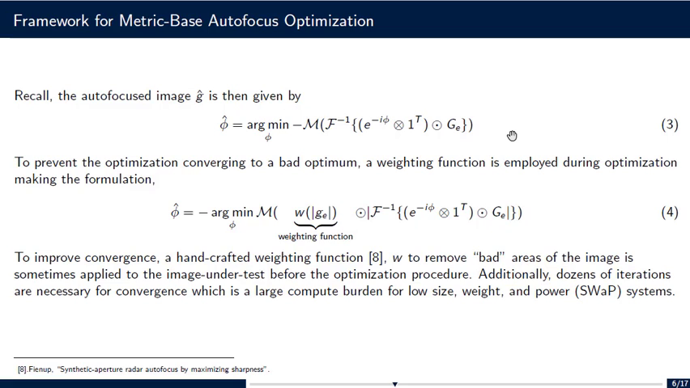In an attempt to fix this problem, often a weighting function, which we denote as W, is applied to the autofocused output before the metric is computed, with the idea that this weighting function gets rid of bad areas of the image, such as those areas with low contrast. Overall, the metric-based methods suffer from two practical problems when deployed on real systems. One, they may have convergence issues, resulting in no autofocus taking place, and two, they require dozens of iterations, which prevents their real-time use on low size, weight, and power systems.